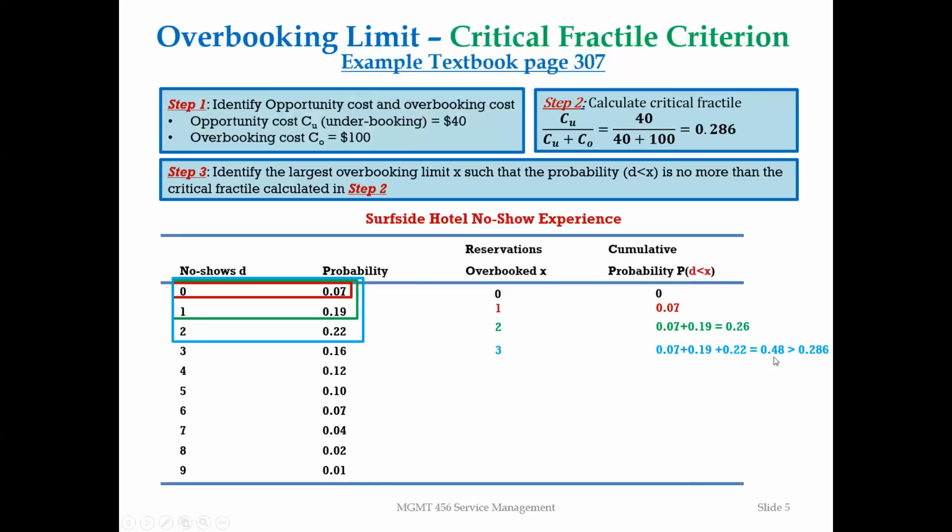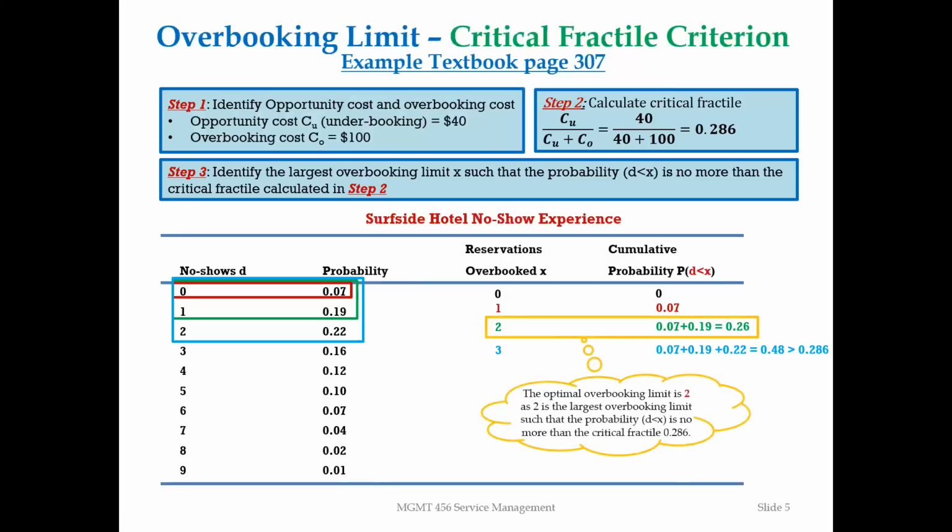Then we check: does 0.48 exceed the critical fractile? The answer is yes, because 0.48 is larger than 0.286. So we stop. We stop here. The optimal overbooking limit should be 2. We go back because look at step 3. Step 3 says identify the largest overbooking limit X such that the probability is no more than the critical fractile. This one already exceeds, so this one is not the optimal overbooking limit.